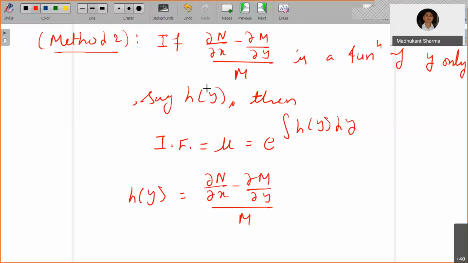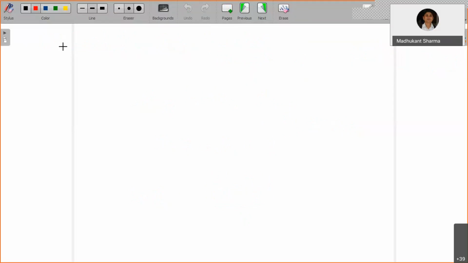These are both simple, similar cases. There may be a chance that the integrating factor is not a function of x only or y only; it may be a function of both. So method 3 is what you can try.